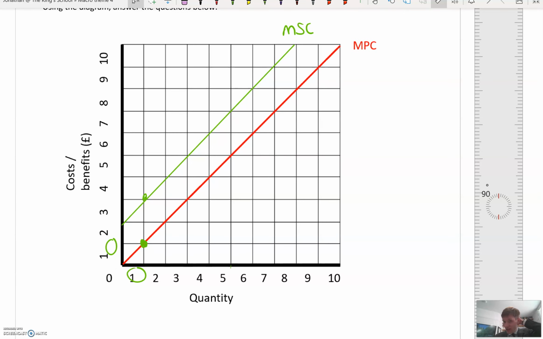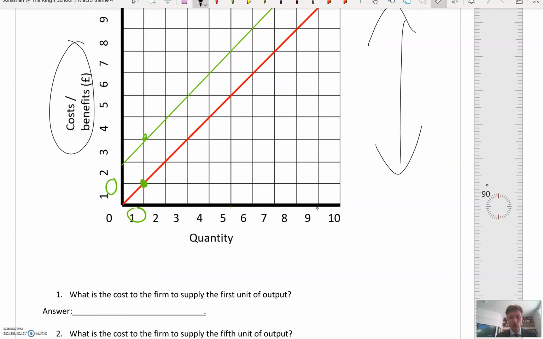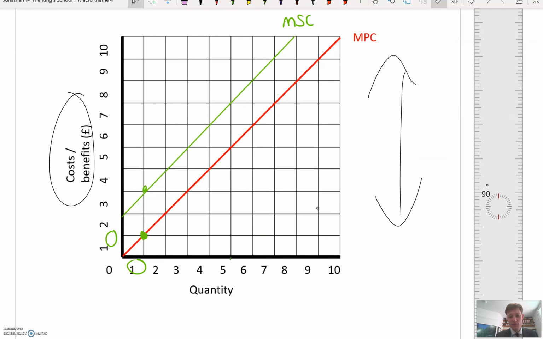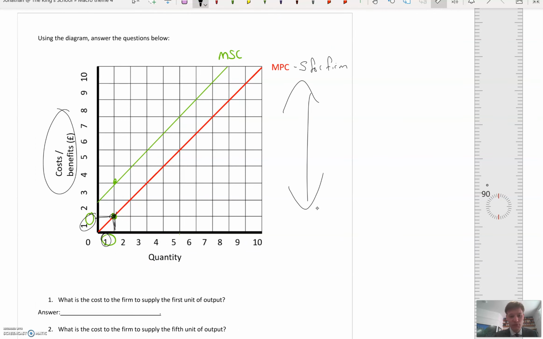It helps to look at an externality diagram broken down with just two curves on it. And we always want to look at that diagram vertically because costs and benefits are on the y-axis. If I want to know the cost to the firm to supply the first unit of output, well, the MPC is the supply curve for the firm, and therefore the cost to the firm of the first unit of output, we can go up and then across, sorry my axes aren't particularly good, would be £1. The cost to supply, say, the fifth unit of output, I can go along, I can go up, find it here, go across, and I can see that's £5.